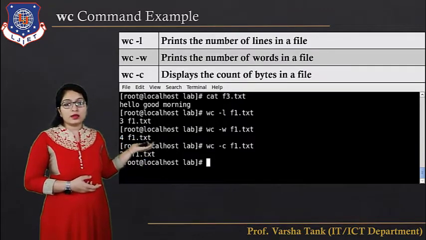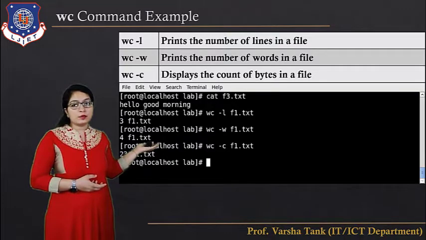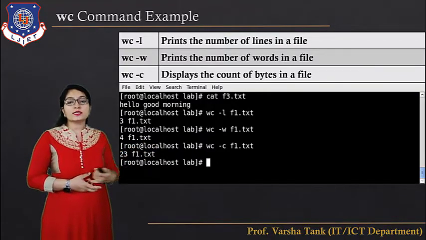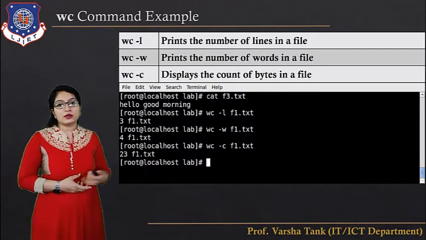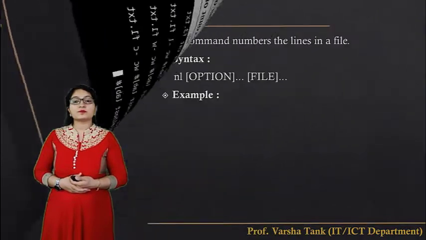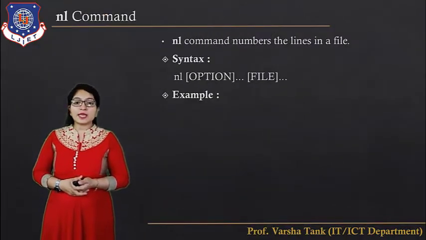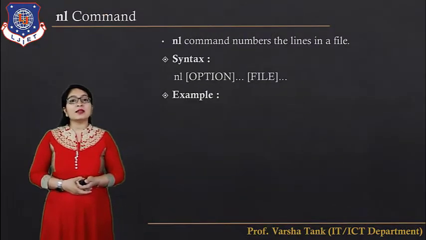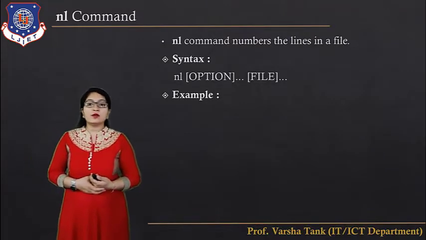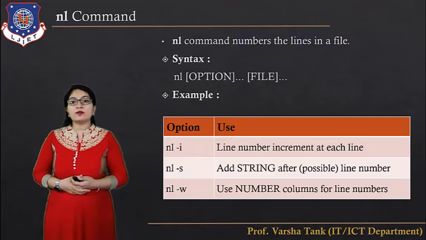Then wc -w f1.txt will display the total words in the file, and wc -c will display the total bytes in the file. Now next one is the nl command. The nl command numbers the lines in a file. The syntax for that is nl file.